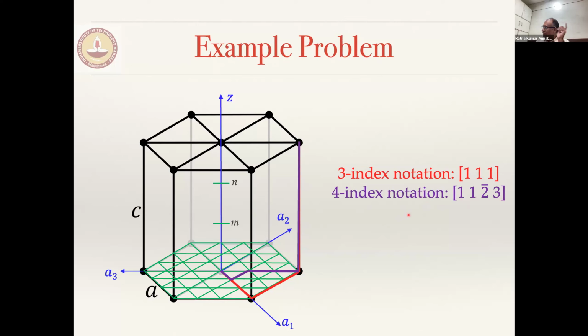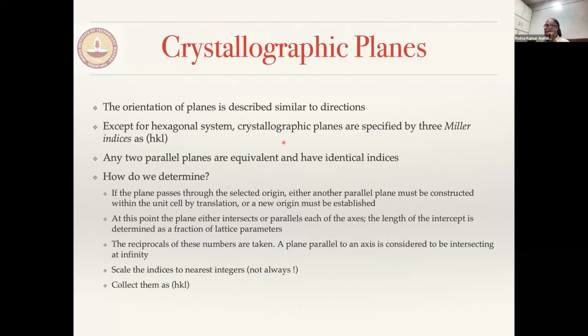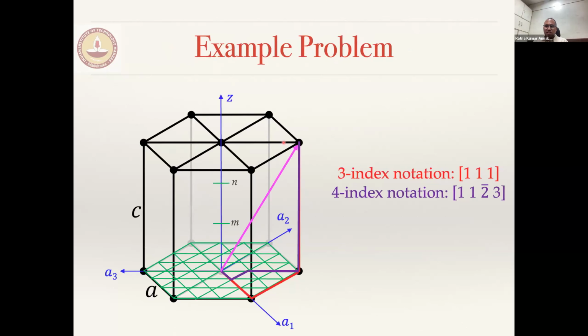Why do we need this 4-index notation? So that all equivalent directions, now 1, 1, 2 bar 3 and 1, 2 bar, 1, 3, are permutations. So let us look at 1, 2 bar, 1, 3. 1, 2 bar, 1 means here, and then 3, and you will have here. So this direction and that direction are equivalent. That's what it means. Okay. That is 1, 1, 2 bar 3. Any questions there? In the hexagonal?